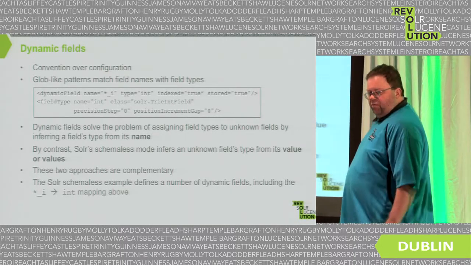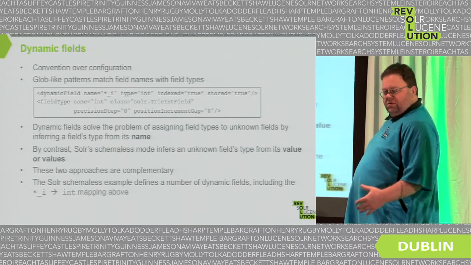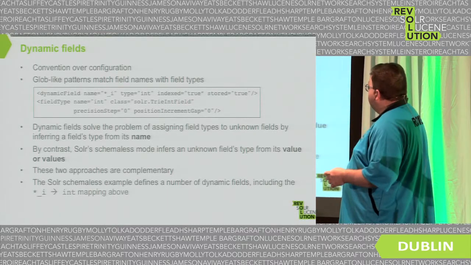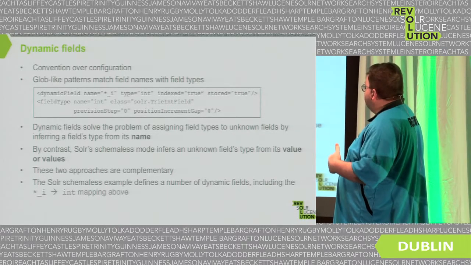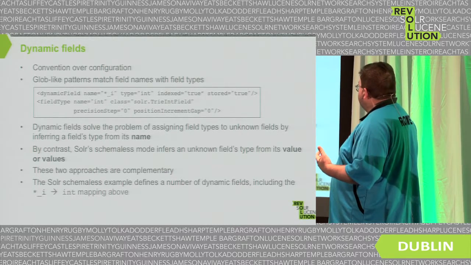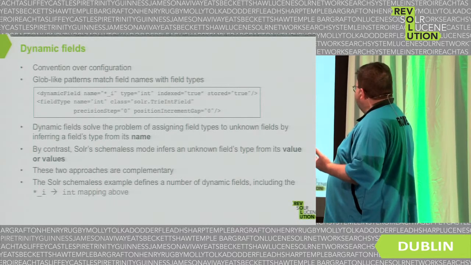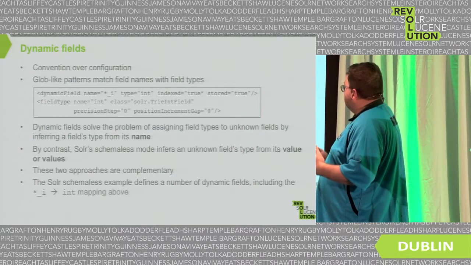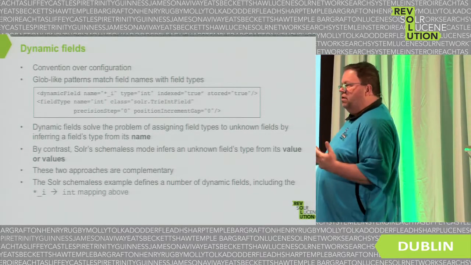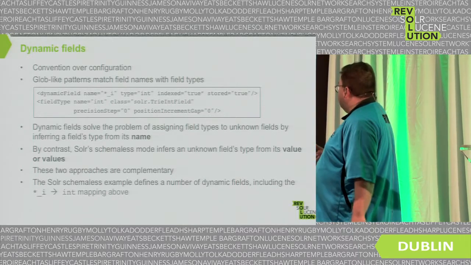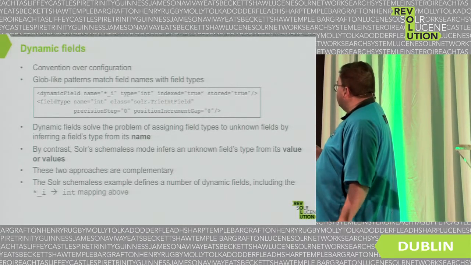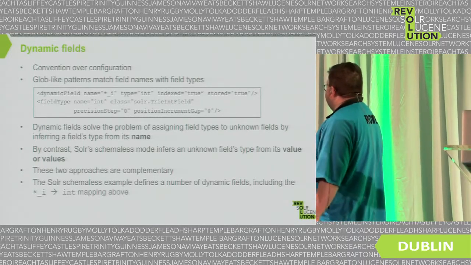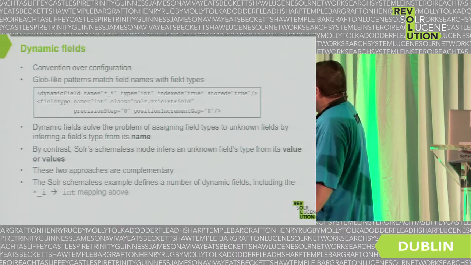So dynamic fields solve the problem of assigning field types to unknown fields by inferring a field's type from its name. By contrast, this new schemaless mode infers a field type for an unknown field from its value or its values. These approaches can coexist; they are complementary. And in fact, the schemaless example that ships with 4.4 and later defines a number of dynamic fields, including the one that you see there.